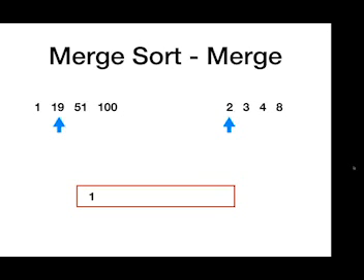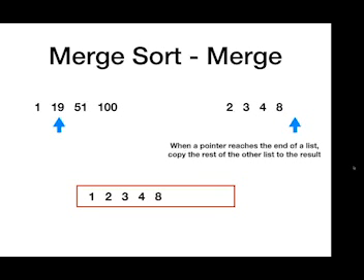I'm going to put 1 in our output, and then advance that pointer, and now I never have to look at that value 1 ever again. I'm going to advance the pointer and never look back. I'm comparing 19 and 2, copy 2, 19 and 3, copy 3, 19 and 4, copy 4, 19 and 8, copy 8, and once we reach the end of either one of the lists, we're just going to copy all of the contents of the remaining list into the output.